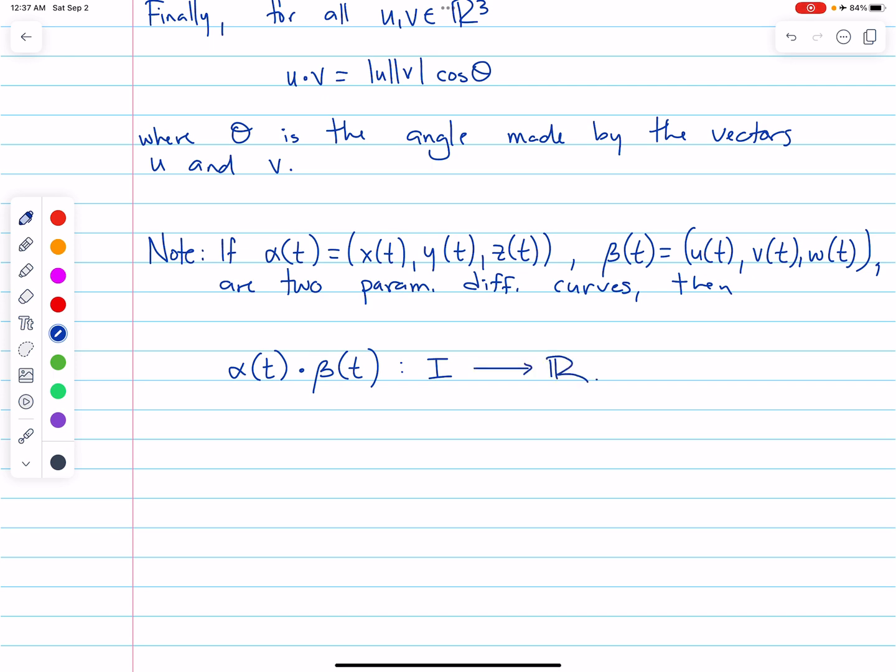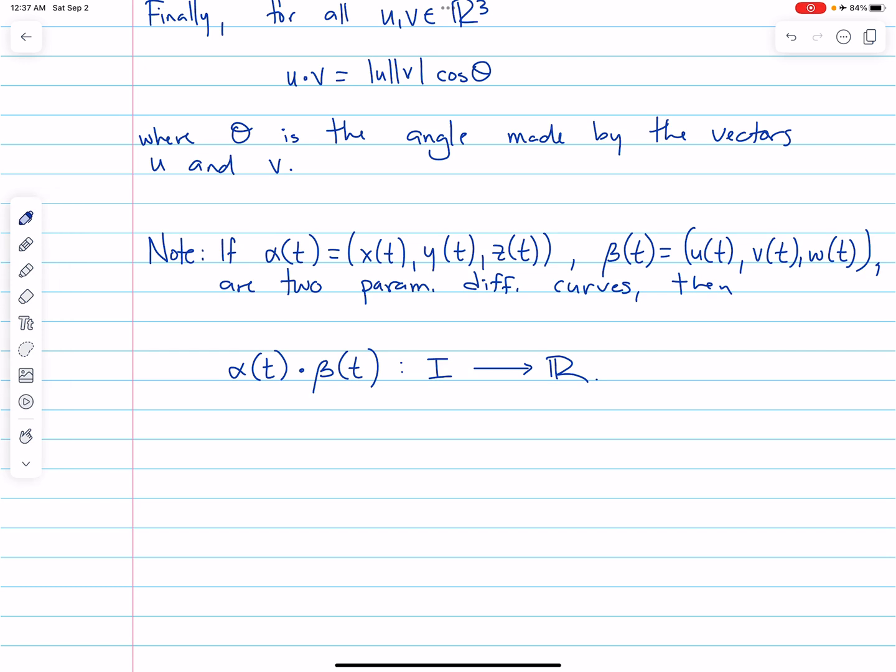Where I is the interval. Oops, that was weird. Sorry, I don't know if you could hear that, but I accidentally recorded a little bit of myself in Notability and then played it back, and that kind of threw me for a loop. So hopefully you didn't hear that, because that was rather jarring.